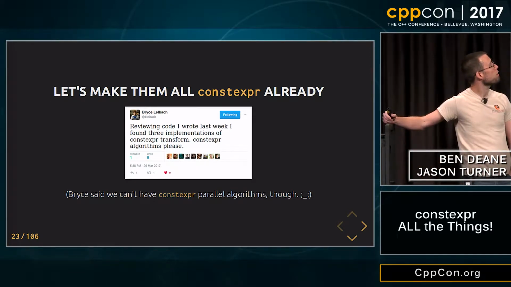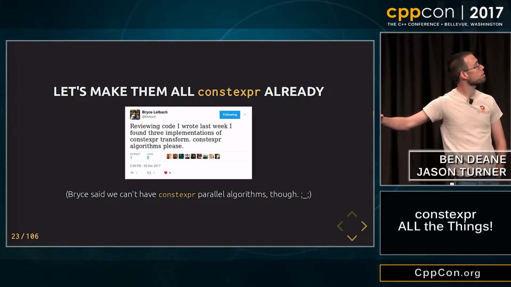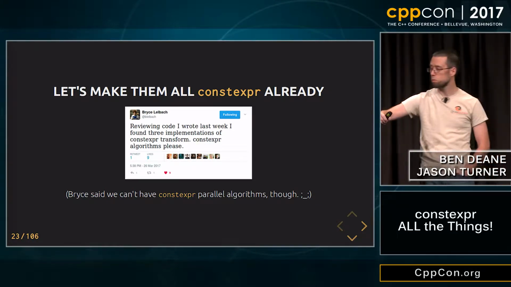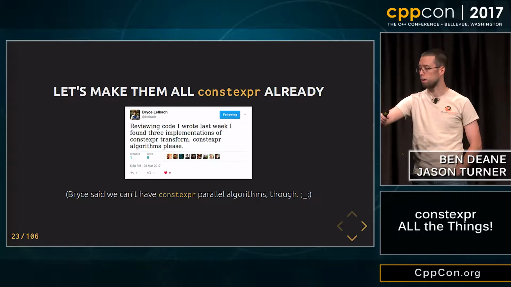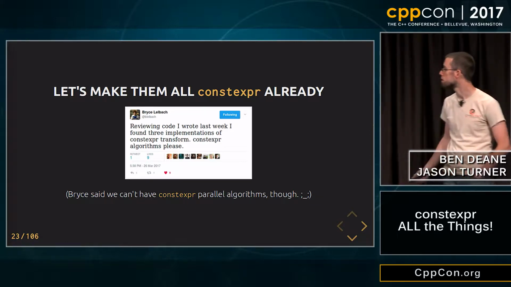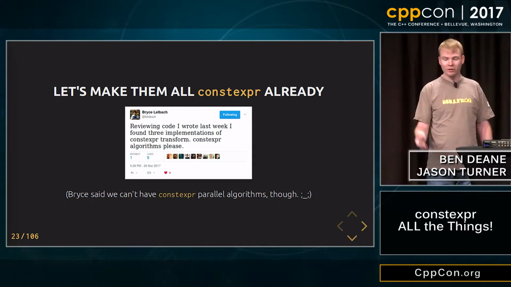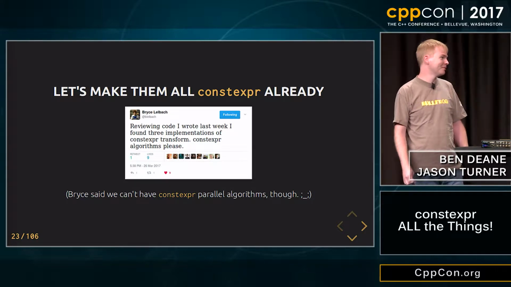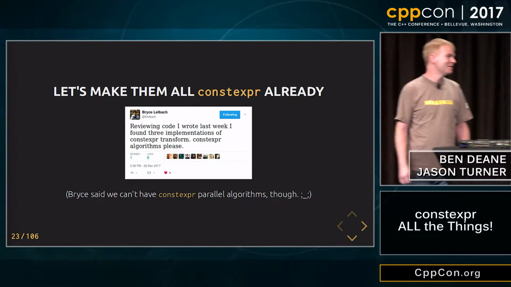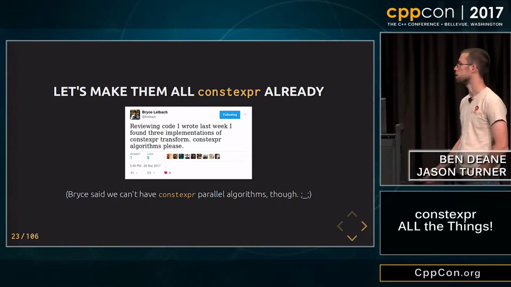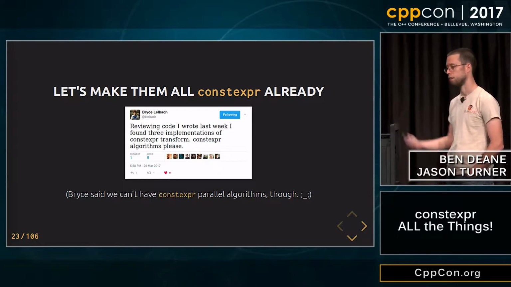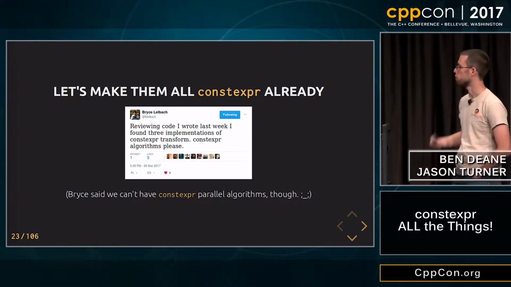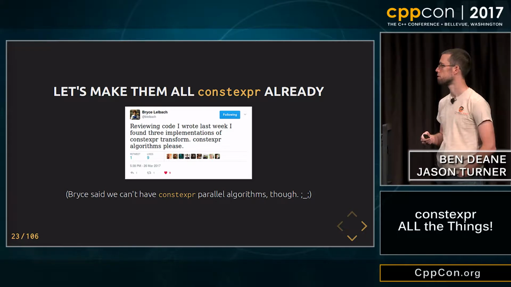Let's see, reviewing code I wrote last week, I found 3 implementations of constexpr transform. Constexpr algorithms, please. And we totally agree with Bryce. Yes. But he won't let us have constexpr parallel algorithms. We can have constexpr parallel algorithms. May as well. It's just a compiler implementation detail, right? Yeah. We're not worried about what the compiler has to do.